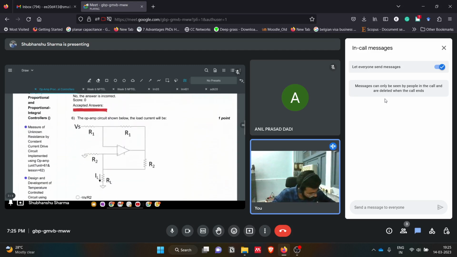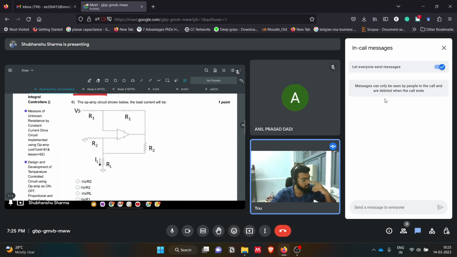Now the next question is the op-amp circuit shown below, where we have to find the load current. Whenever you see such a question, you can simply go with KCL and KVL equations at the inverting and non-inverting terminals. Here, let's say this is V1, and by virtual short this will also be equal to V1.